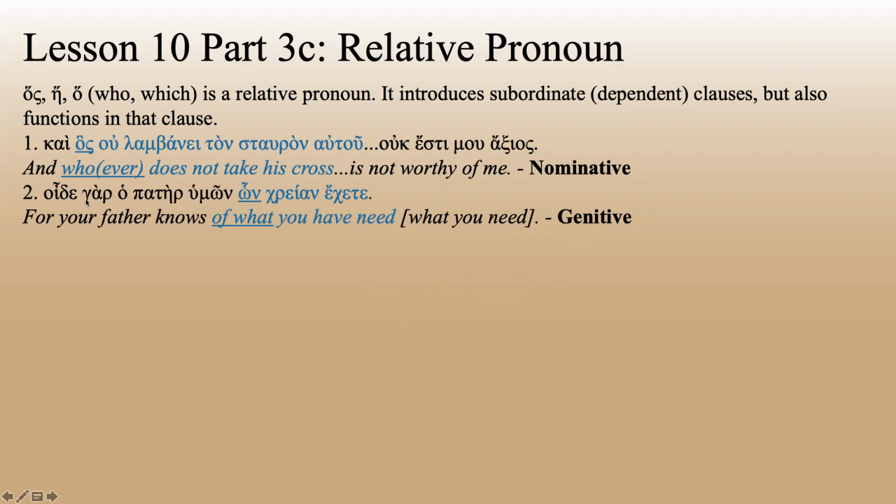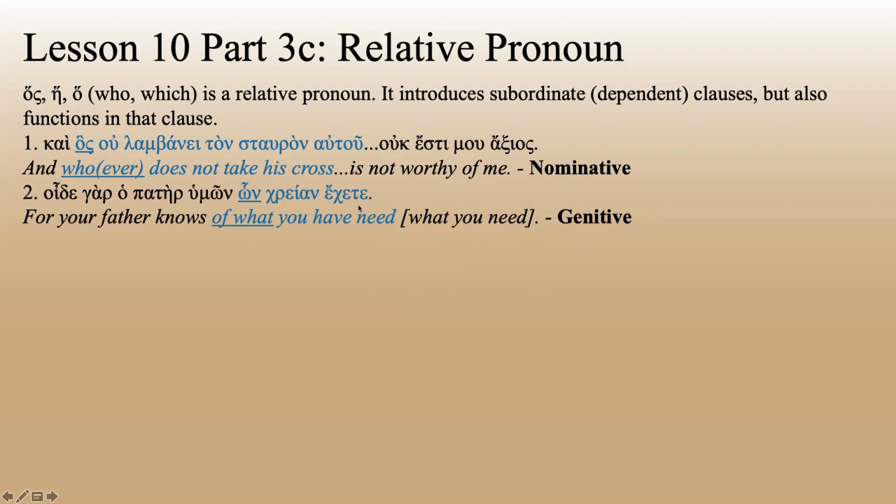Number 2, oiden gar ho patēr hymōn hōn chreian echete. And this one's a little bit harder to see because in English, the translation is going to be a little bit different. For your father knows of what you have need, or your father knows what you need. That's pulled out of a genitive feel in English, which is the best way to say it in English. But if you look at it with this genitive-y kind of feel, it'll help.